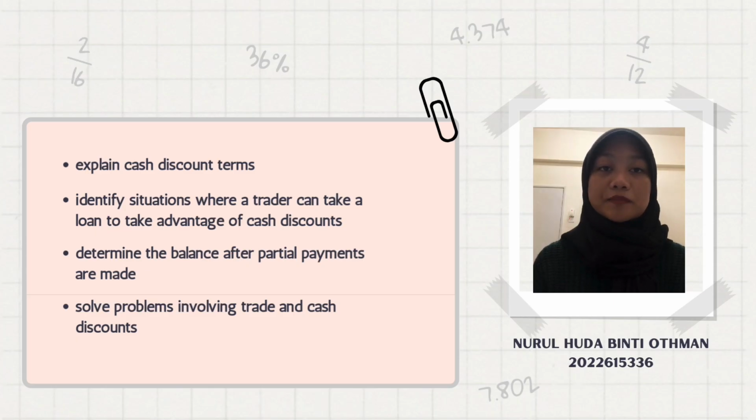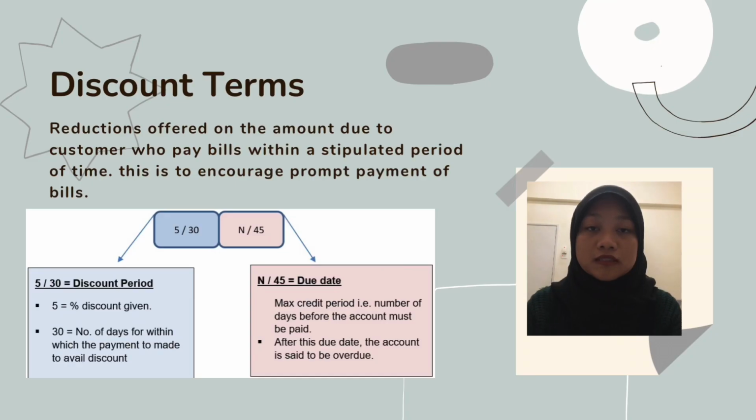Next, I will explain about cash discount terms, identify situations where a trader can take a loan to take advantage of cash discounts, determine the balance after partial payments are made, and lastly, solve problems involving trade and cash discounts. Cash discount terms are reductions offered on the amount due to customers who pay bills within a stipulated period of time. This is to encourage prompt payment of bills.